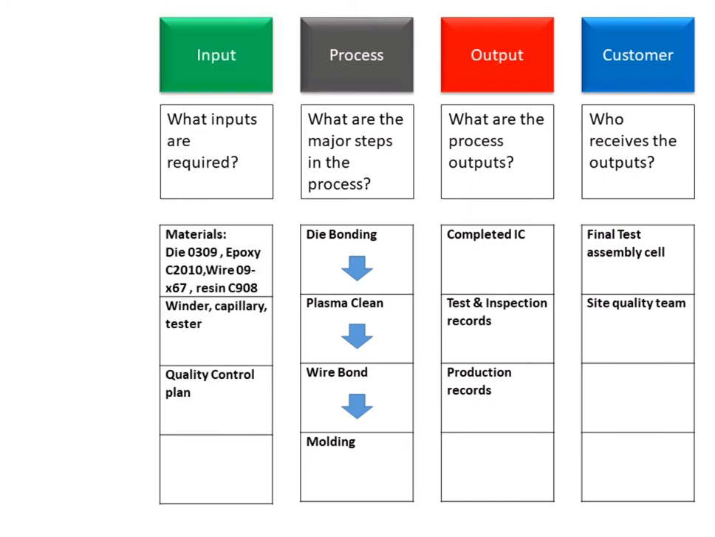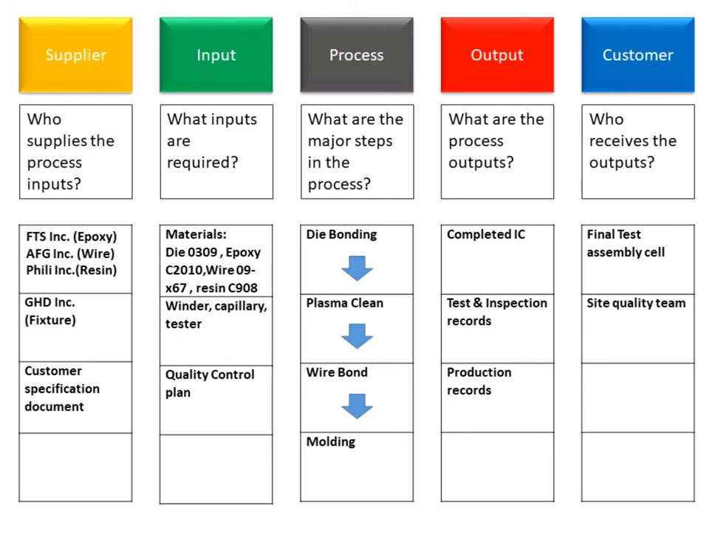In the inputs column, write down the inputs required for the process to function properly, such as die 0309, epoxy C2010, wire 09X67, resin C908, winder, capillary, tester and quality control plan. In the suppliers column, write down the suppliers based on what inputs the process uses. Be sure to mention any specific suppliers whose input has a direct influence on the output. For example, epoxy, wire, resin and fixture suppliers. Customer-specific requirement documents are also included.